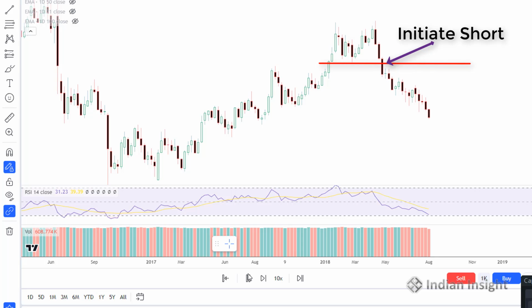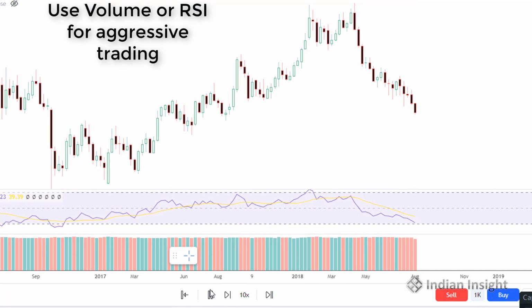If we wait for the break of the neckline before initiating the trade, we tend to miss out on benefiting from the move that happens before this neckline. To address this, aggressive traders may use volume or RSI divergence to initiate a trade after two peaks are formed.